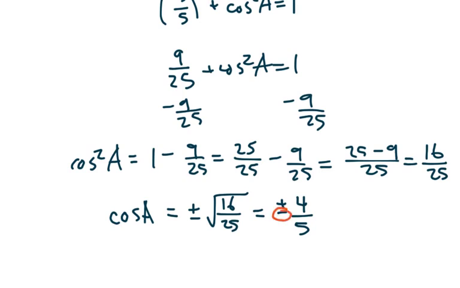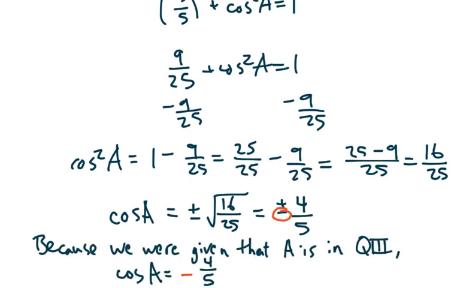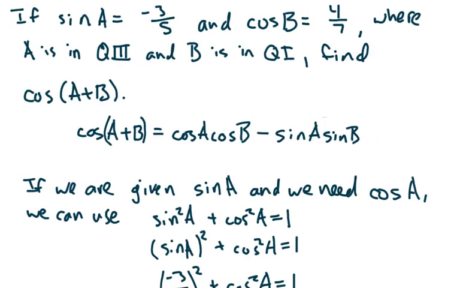So we're going to pick this one. So now I've found cosine of A. I know sine of A, cosine B, and cosine of A. I still don't know sine of B. But since I was given cosine of B, I can use the Pythagorean identity again to find sine of B.